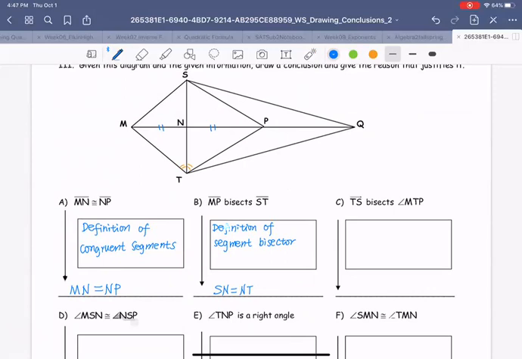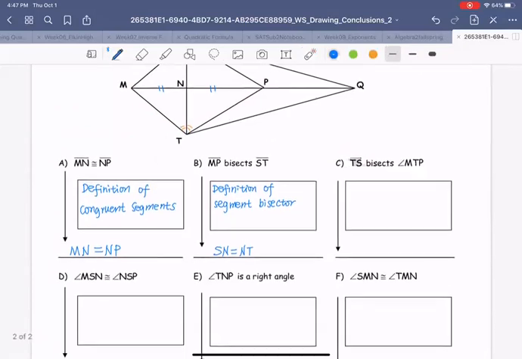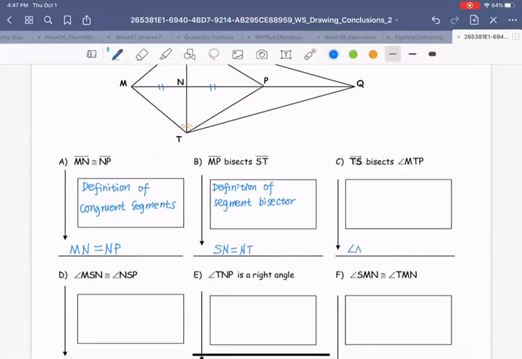MT is perpendicular to TP. Hold on. TS is bisecting angle MTP. So when I draw this symbol, it means these two angles are equal. Go ahead, say the conclusion. The conclusion is angle MTN is equal to angle NTP.